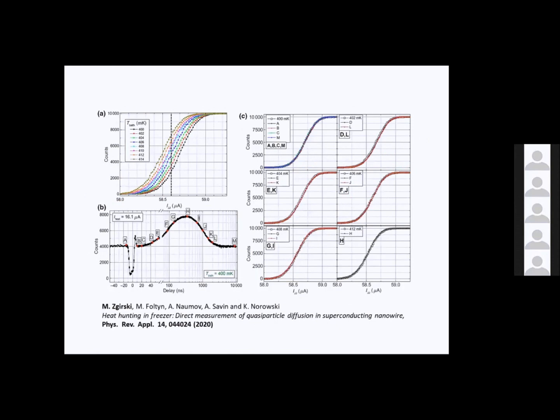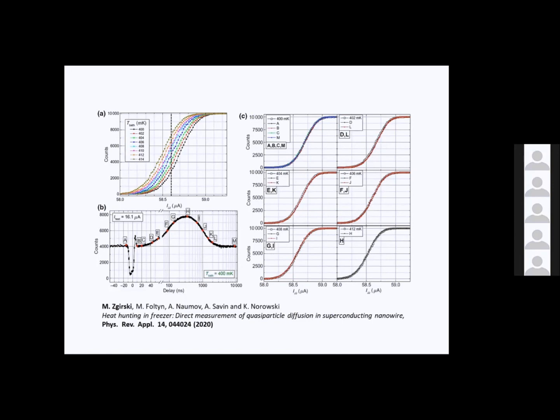So what can I tell about my data? Here again you see the profile that I displayed already. This is the diffusive profile of quasi-particles as they pass the nano bridge. There is quite nice dynamics. After 300 nanoseconds, you have this peak. What we do is measure at each of these points A, B, C, D, E, F, G, at this particular delay, an S curve. This I call the dynamic S curve. I can also measure the S curve in the equilibrium state when there is no dynamics going on. So I measure at different bath temperatures: 400, 402, 406, 408, 410, 412, 414. I measure these curves.